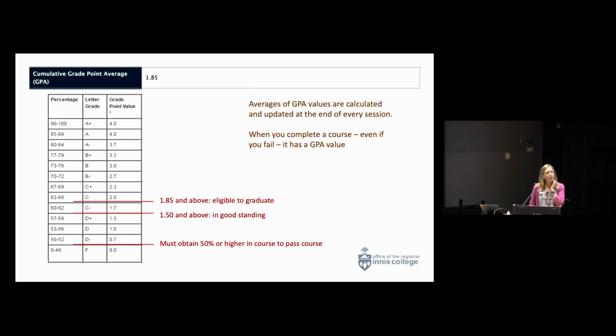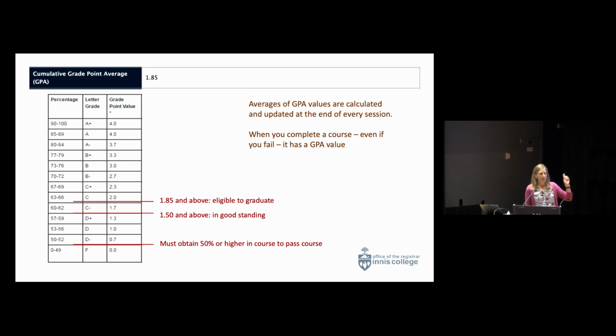Okay. The fourth degree requirement that we'll talk about is your cumulative grade point average. So this has to do with your grades. Courses here, your marks will come back in terms of percentage. So 50% and higher is passing. Anything below 50% is not passing.